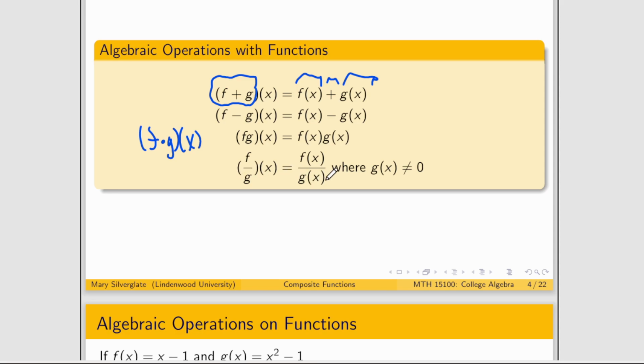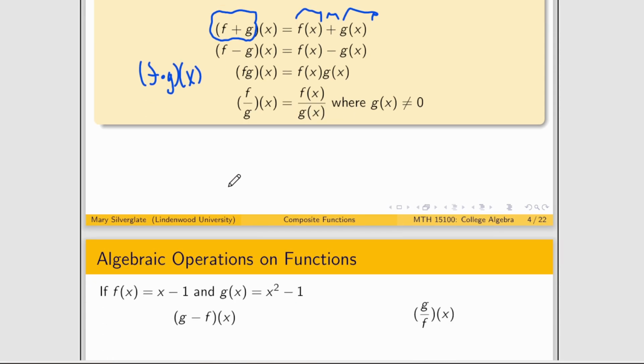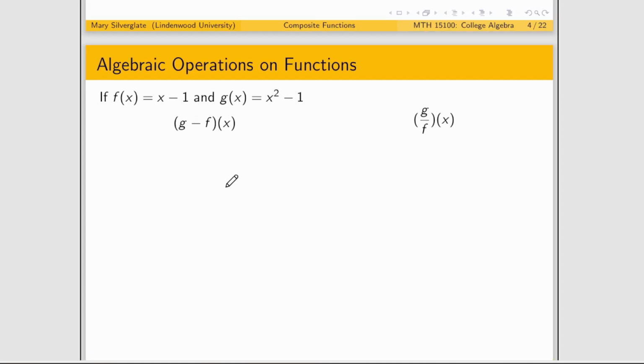And for division, as always, you want to think about domain, and for domain, we're never allowed to divide by 0, so you want to always make sure that denominator is not equal to 0. So let's just practice using these algebraic operations a little bit.